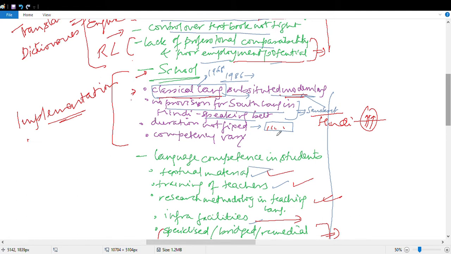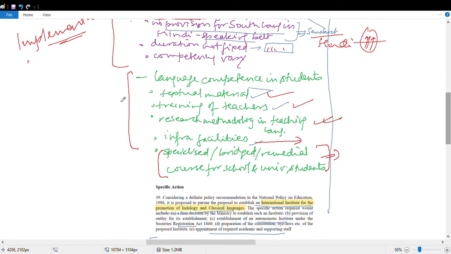Duration was not fixed, how long it would be taught, and the competency level of students were also varying. So they spoke about the competency of the students and problem solving that. They said that textual material is one of the problems, it's lacking. So it should be adequate, and for that again translation work needed to be done.